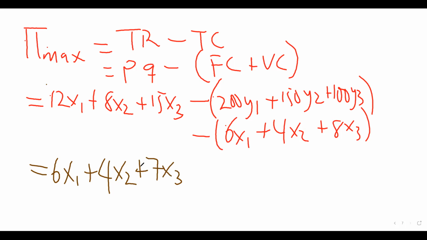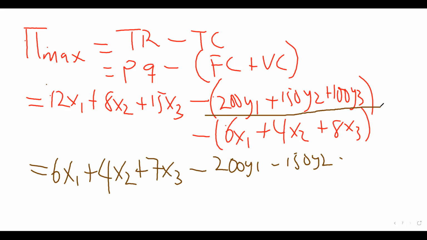So I've been able to take care of all the x's. I'm now left with the minuses for this. Those are not like terms, so I have to leave them like that. So I must have minus 200y1 minus 150y2 minus 100y3. So finally, this is our Z max. This is our pi max or our Z max. Any one is fine. Now, Isaac, you have a question?